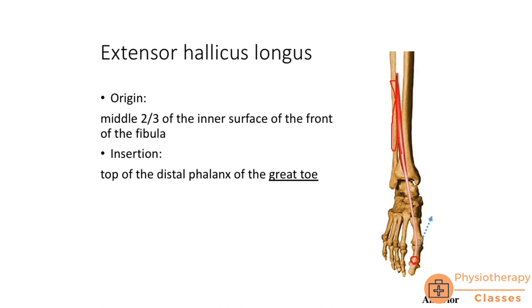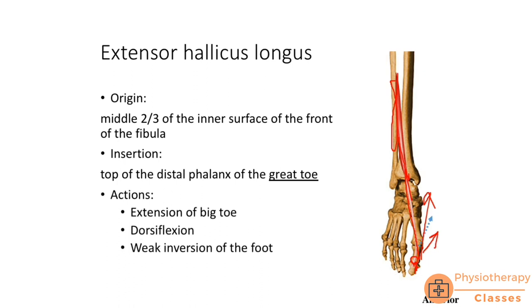Its elongation is oblique from lateral to medial, so therefore it will create a dorsiflexion because it crosses the ankle joint, and also it will create the extension of the greater toe because it has attachment on the distal aspect of the greater toe, and also it will create some amount of inversion of the foot. So the action is the extension of the great toe, dorsiflexion of the ankle, and weak inversion of the foot.